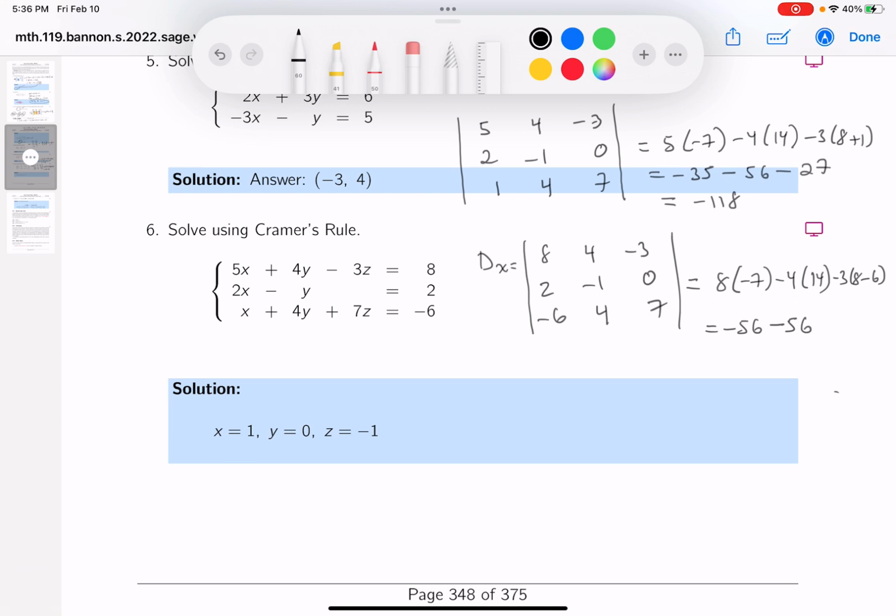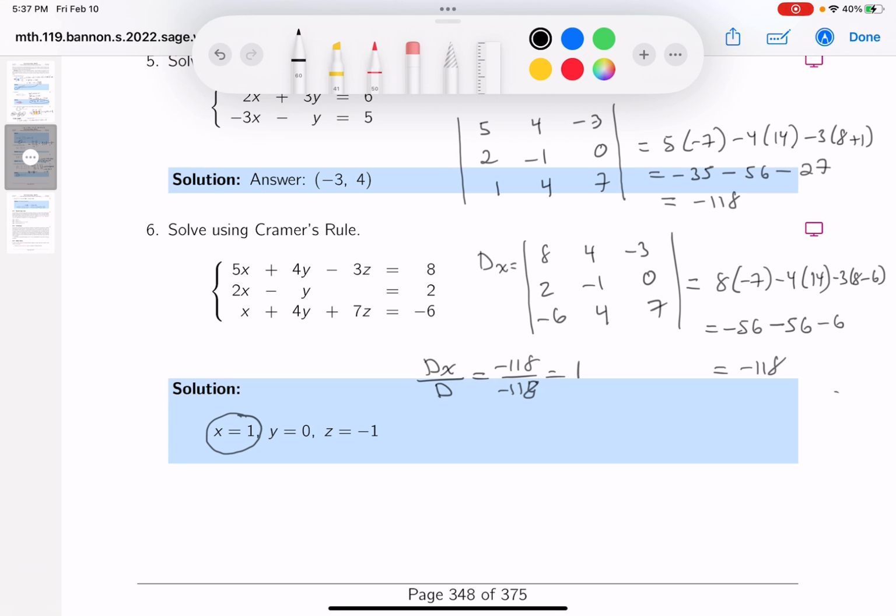And let's see what this is going to be. This is going to be minus 6, right? So let's see, you get minus 112, minus 118. Well, isn't that convenient? dx divided by d is going to be minus 118 divided by minus 118. And that's going to give us 1, all right? I see that written over here, and I'm encouraged to move forward now, all right?